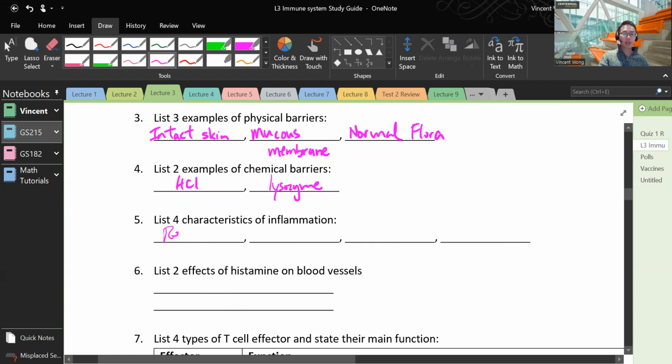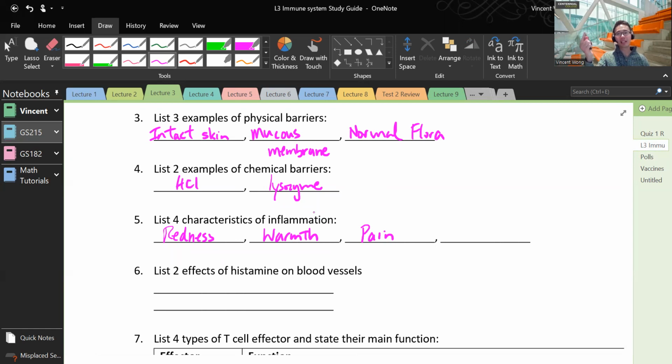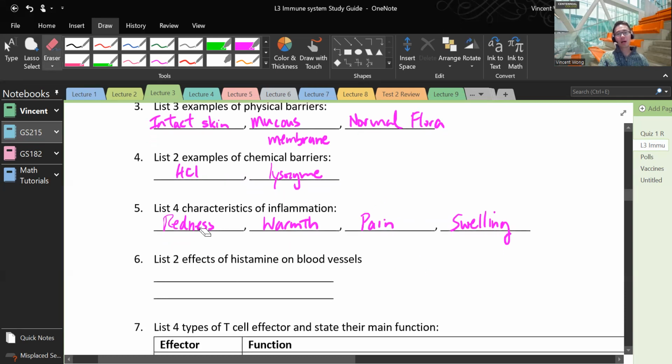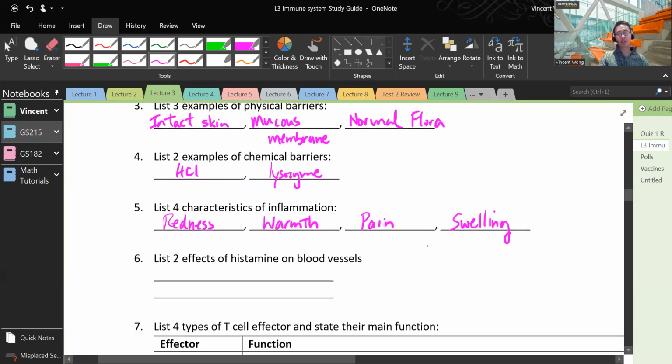If you cut your finger, it's going to be red, so redness. It's going to feel warm, right? It's going to be painful, and it's very characteristic to inflammation. It's that throbbing pain. If you ever cut your finger, you will know. At night when you're trying to sleep, that finger is just pulsating, right? That kind of throbbing pain is very characteristic of inflammation. And the last one is swelling.